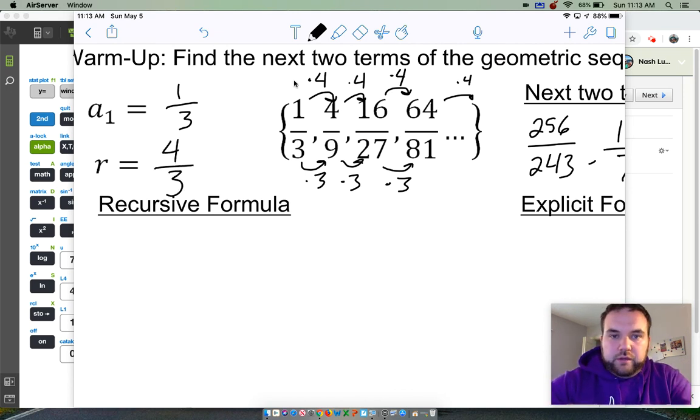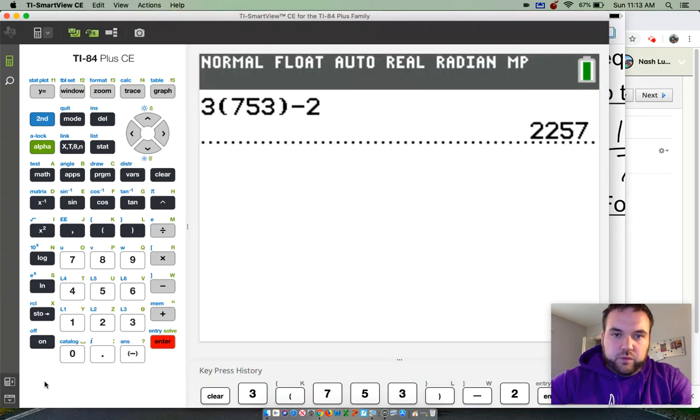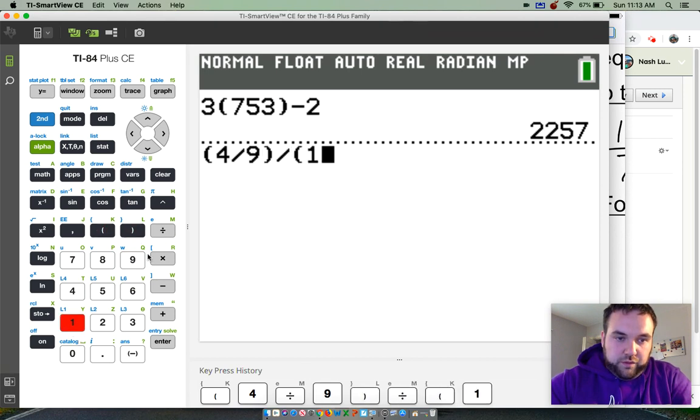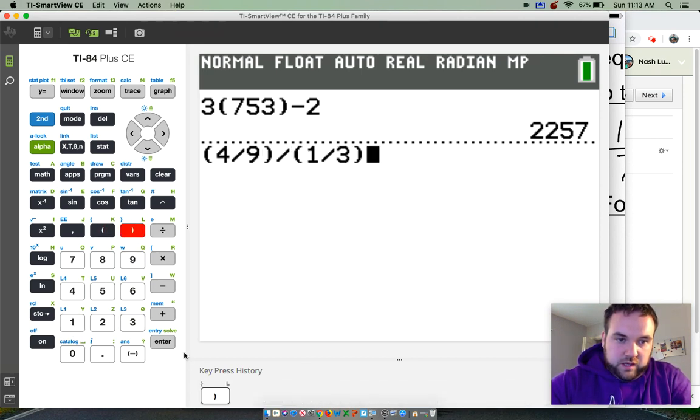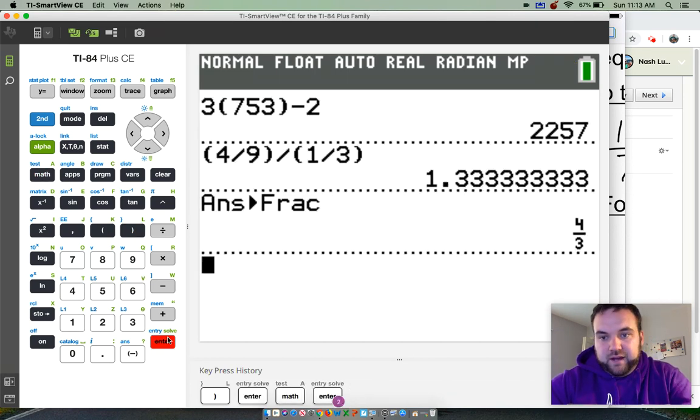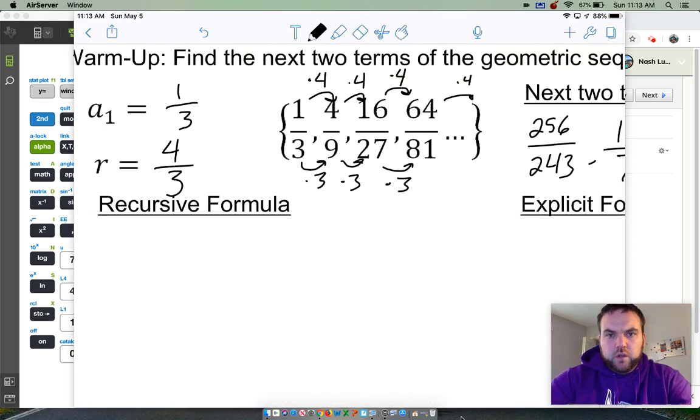But if you didn't know that, we learned that in order to find the R value, you just take the second term divided by the previous term. So what I could do is take the second term, which is 4/9, and then divide by the first term, which was 1/3. And I'll get this decimal 1.3 repeating. If I go math, enter, enter, that gives me the same R value of 4/3. So that's another way to find the pattern if you couldn't really tell what to do there.